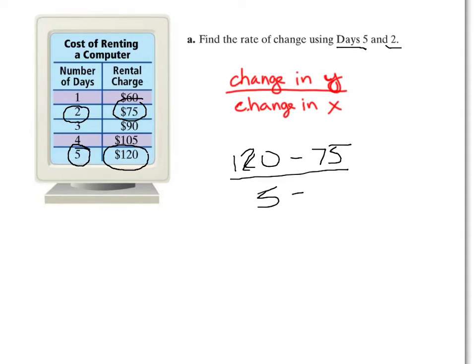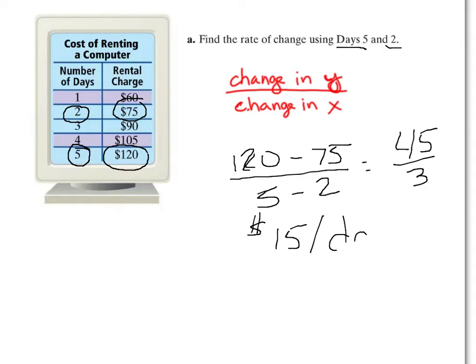Again, you want to keep them from the same spot. So 120 minus 75 is equal to 45. And 5 minus 2 is equal to 3. So that change would be $15 per day. And that's what that rate of change is going to talk about in this situation. We do want to put in the real world meaning into each of these things.